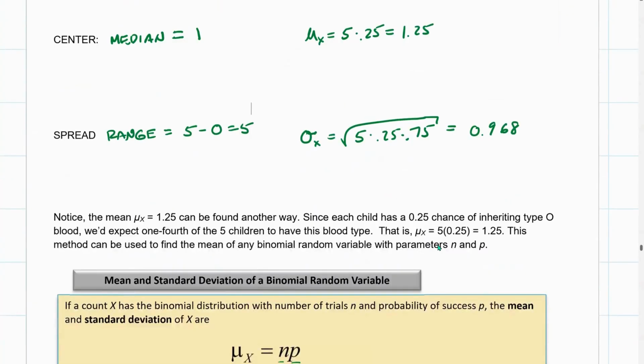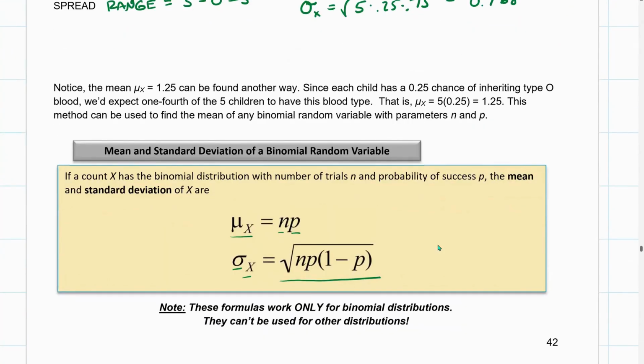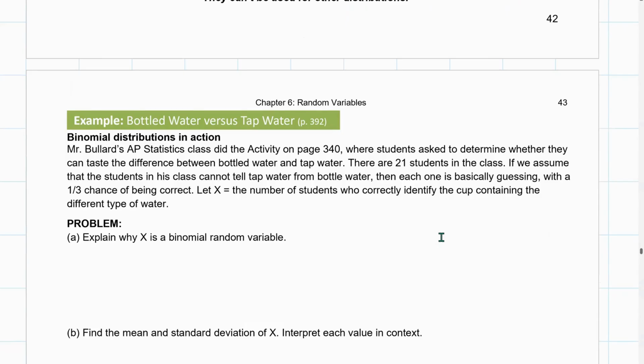So these formulas are on your formula sheet, but you should feel comfortable using them. Remember that these formulas only work for binomial distributions, so don't try to use them with any other distributions. Let's take a look at some of these ideas in action.